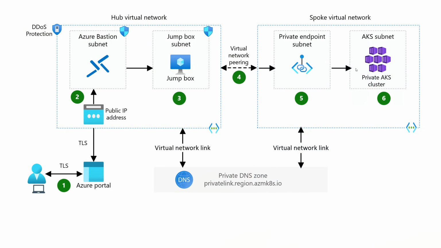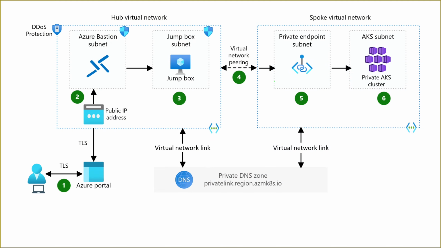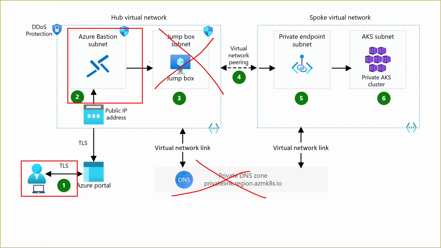And the way this works is we have the same setup as before, but we don't need this jump box and we don't have to care about the DNS. So I, as a developer, just connect to Azure Bastion, and then Azure Bastion can directly access the AKS cluster. So it's very easy to set up. There's no maintenance involved, and it's also very fast.